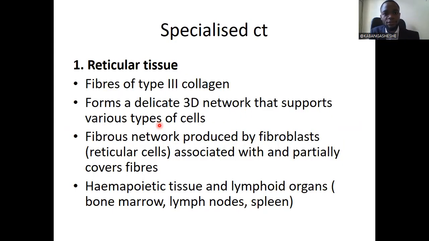All right. Let's look at specialized connective tissue. So here now we'll look at reticular tissue. We call it reticular because it is formed mainly by collagen type 3. So we call these reticular fibers, and therefore the type of tissue it forms is reticular tissue. Where do we find this?